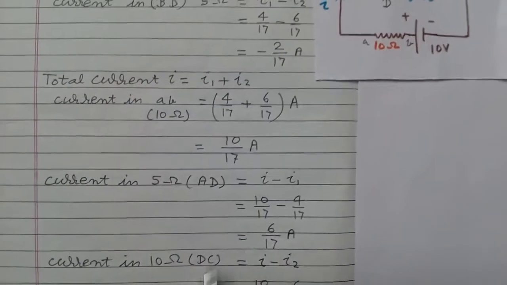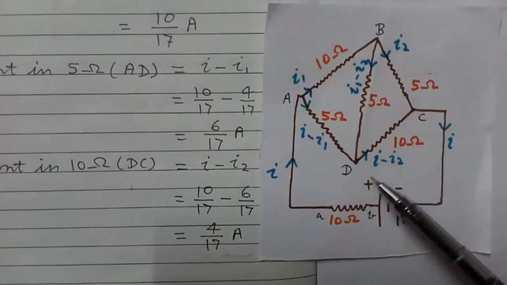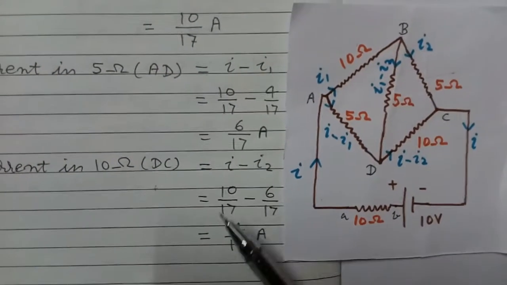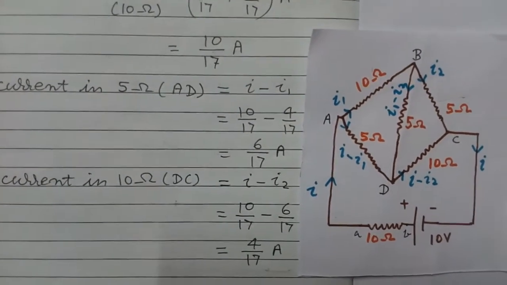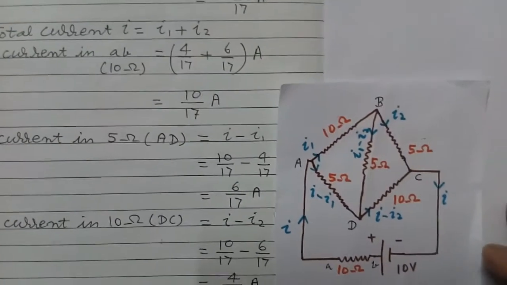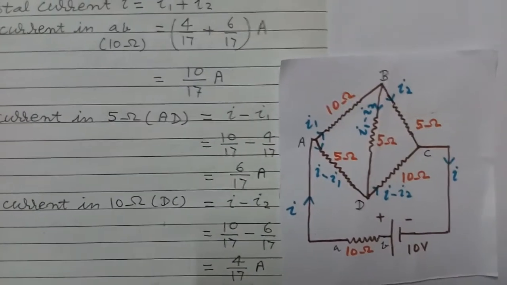Current in 10 ohm DC. This is DC. This is I minus I2. So this is 10 upon 17 minus 6 upon 17, which is equal to 4 upon 17 ampere. So this is the current distribution, the current flowing through each resistance.